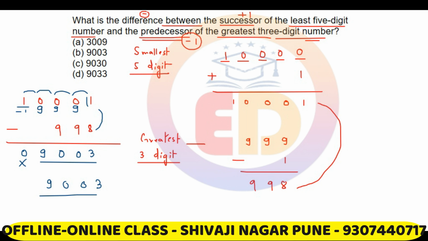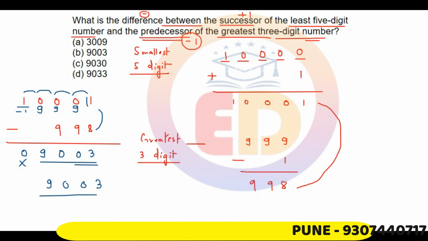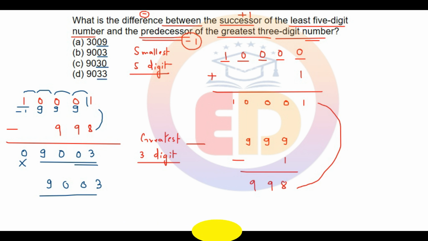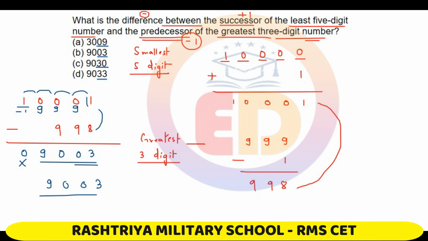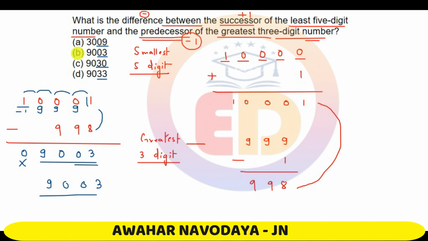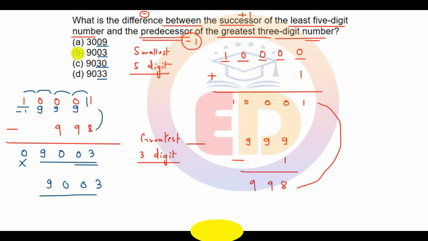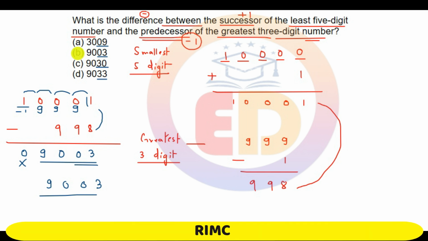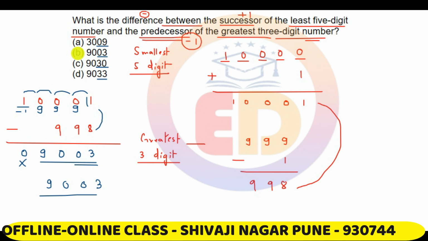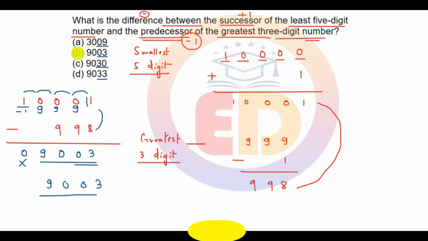The question was relatively simple, and we could have also avoided doing the complete subtraction. Only by doing the last two digits we will get the answer, because here the last two digits of all the four options are different. So only doing the subtraction of last two digits I would have got my answer as 9003, which is option number B. The question again was very easy, but you should know the concept of successor and predecessor, and also you should be able to work out the numbers correctly. Answer will be option B.